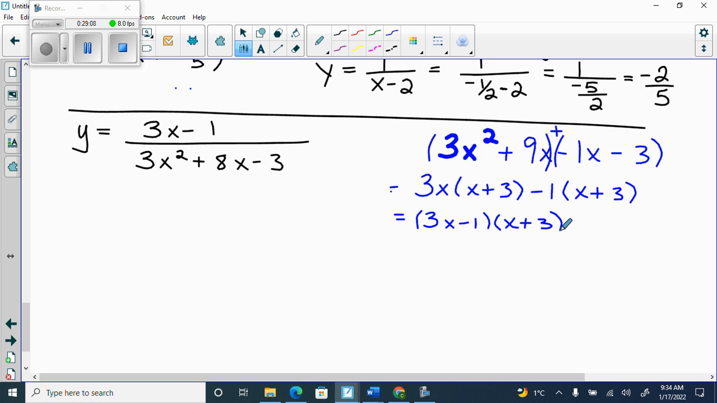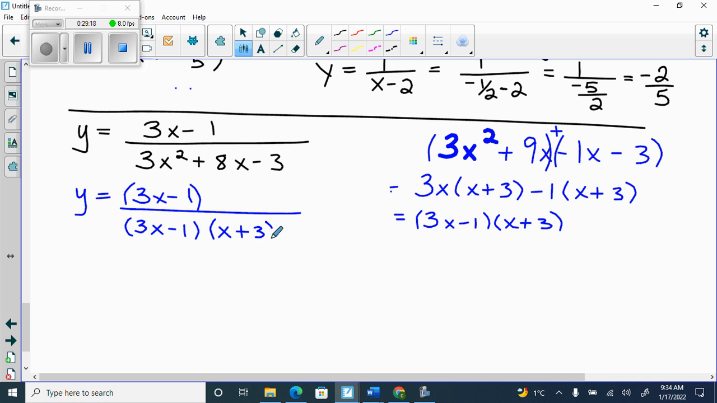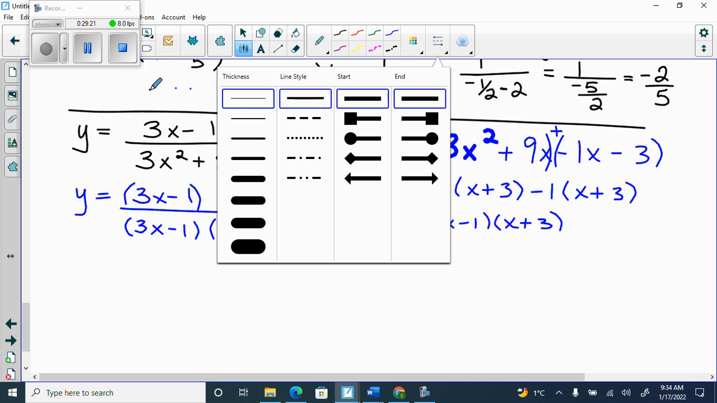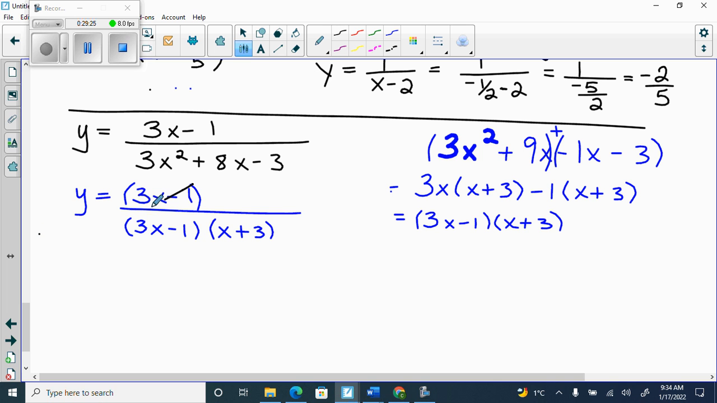Okay, so we have 3x minus 1 in the numerator over 3x minus 1 times x plus 3. We have one more type to do after this still. So these cancel off and I'm left with the 1 in the top. If I go to do my asymptotes, I have a vertical asymptote at what? x equals negative 3. Yeah.